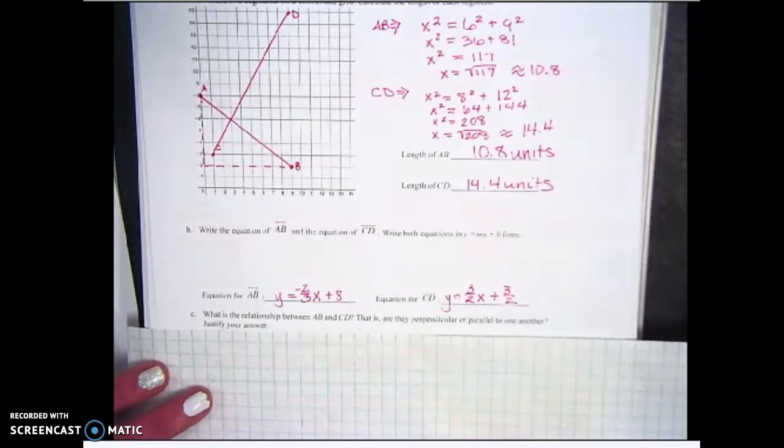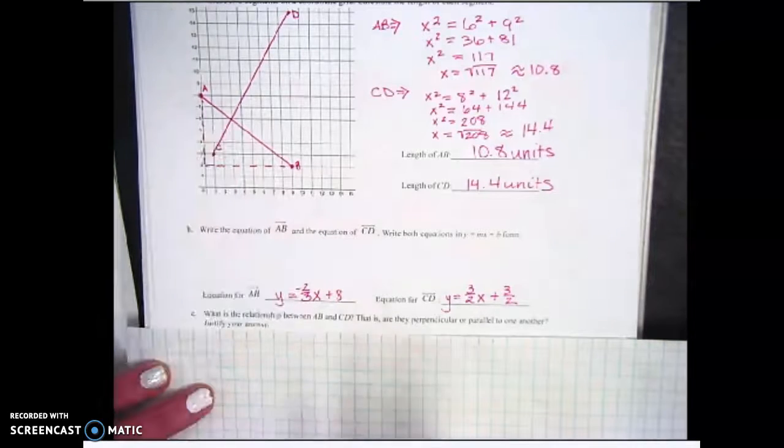Part C says, what is the relationship between AB and CD? That is, are they perpendicular or parallel to one another? Are they parallel? Definitely not parallel. Are they perpendicular? So they look perpendicular. How do you know for sure? Anybody know how to tell for sure if they're perpendicular? John? They cross, which means they intersect, but that doesn't mean they're for sure perpendicular. There's one other way. It has something to do with their slopes.